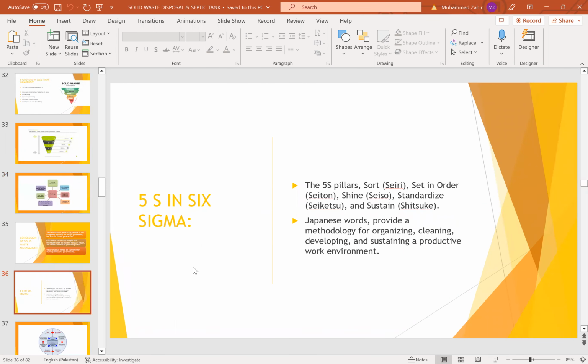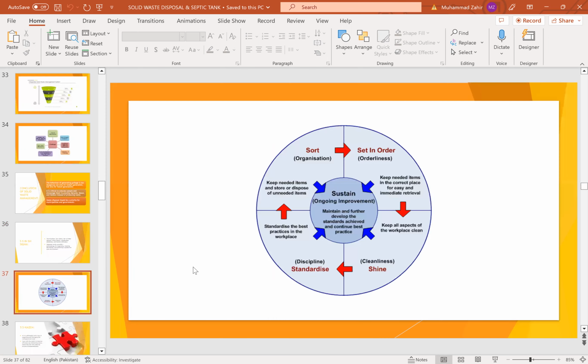5S and Six Sigma. These are basically the 5S pillars, which are sort, set, shine, standardize, and sustain. These are Japanese words that provide a methodology for organizing, cleaning, developing, and sustaining a productive work environment. So you can see, first sort means organization, then set in order, which is orderliness, and shine is cleanliness: keep all aspects of the workplace clean. Then discipline, and all of this pulls into sustain: ongoing improvement, maintain and further develop the standards, achieve and continue best practice.